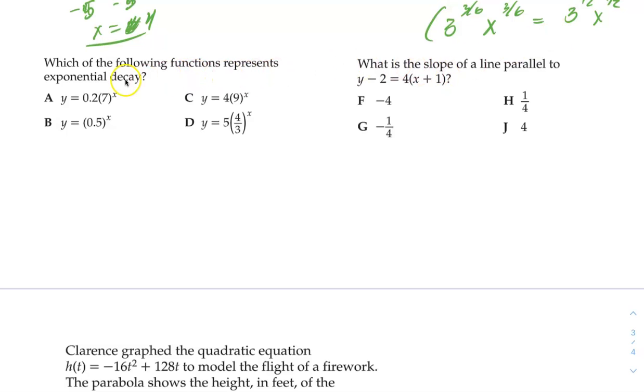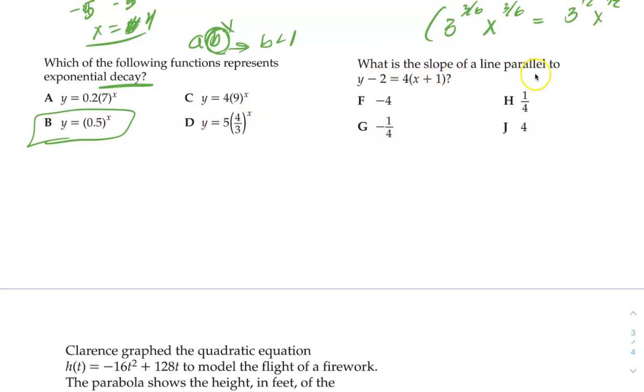Which of the following functions is exponential decay? Remember, decay is when, if you have a formula a b to the x, b is less than 1. So the only one that has b less than 1 here would be b. All the rest are growth.